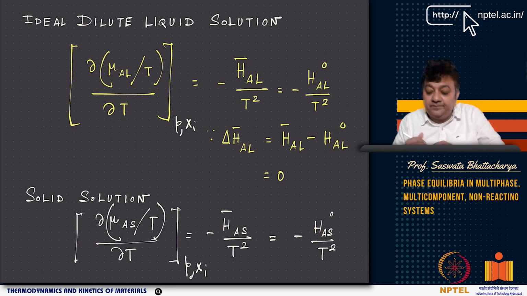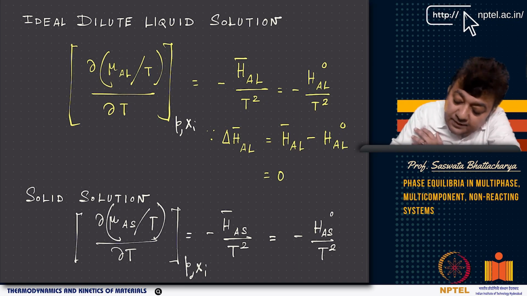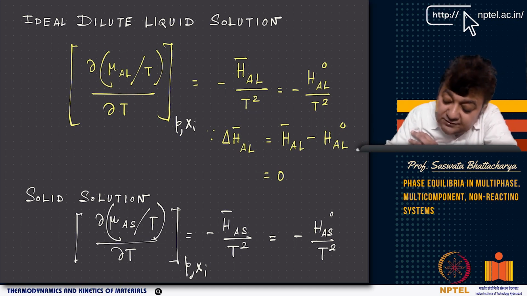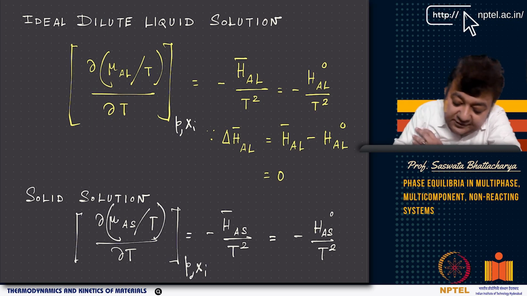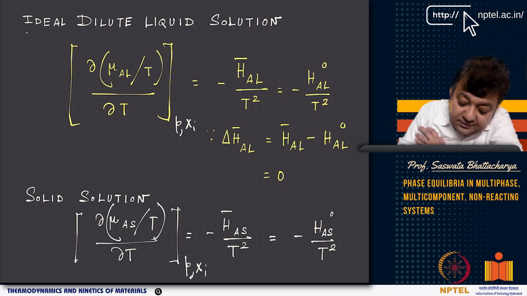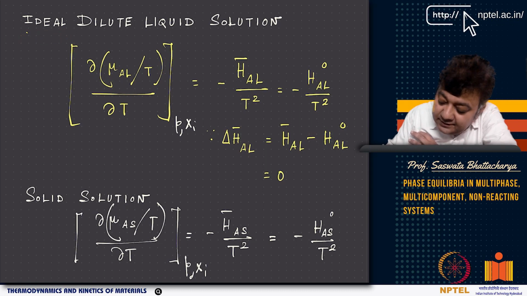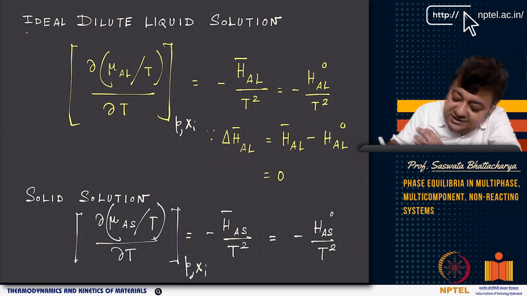So AL basically means A in the liquid state, the partial molar enthalpy of component A in the liquid state, by T square. But this is also equal to minus HA0 by T square. Why? Because we are talking about an ideal solution, and in an ideal solution the change in partial molar enthalpy of component A is here.